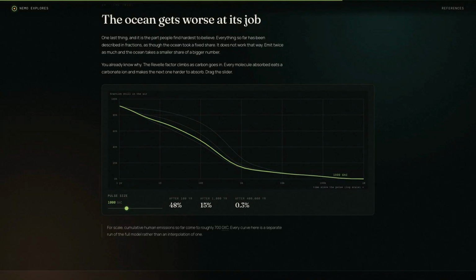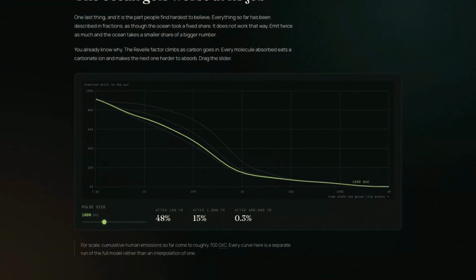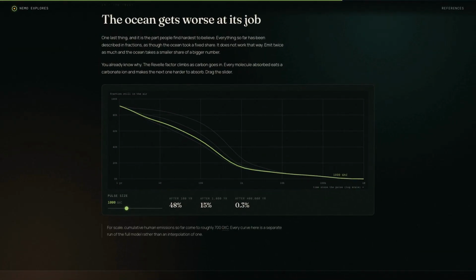Everything so far has been described in fractions, as though the ocean took a fixed share. It does not. Emit twice as much, and the ocean takes a smaller share of a bigger number. You already know why. Every molecule absorbed eats a carbonate ion and makes the next one harder to absorb. 500 gigatons leaves 43% in the air after a century. 5,000 leaves 70. The buffer is not a constant. It is something we are spending.